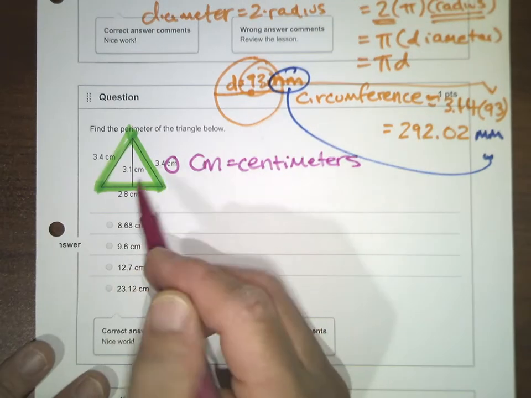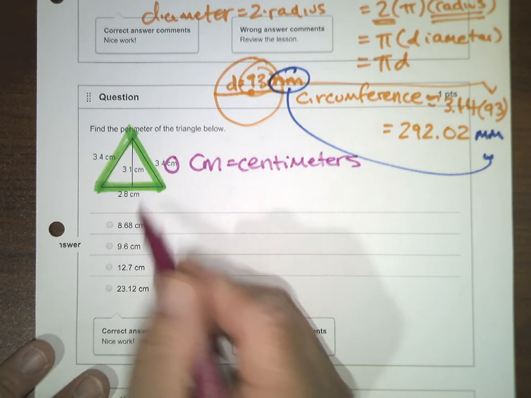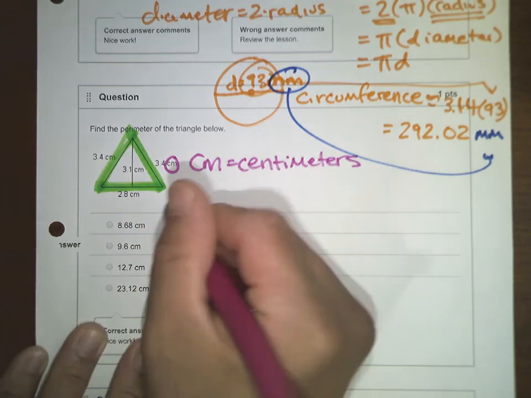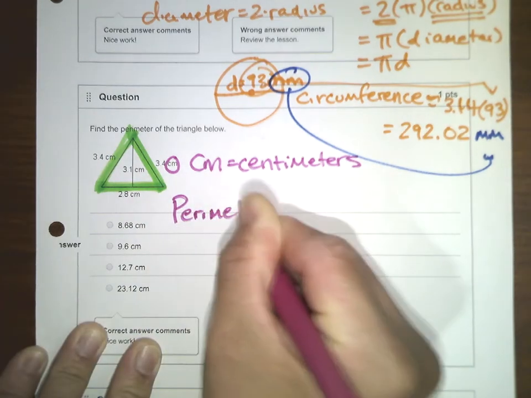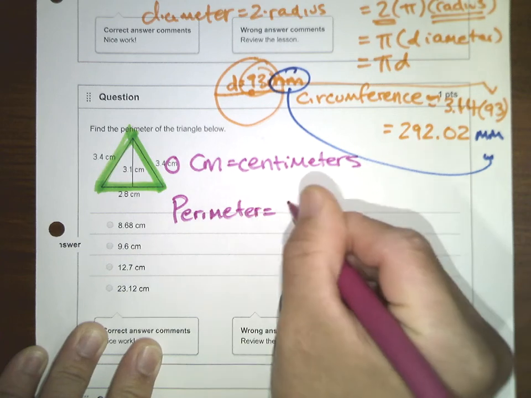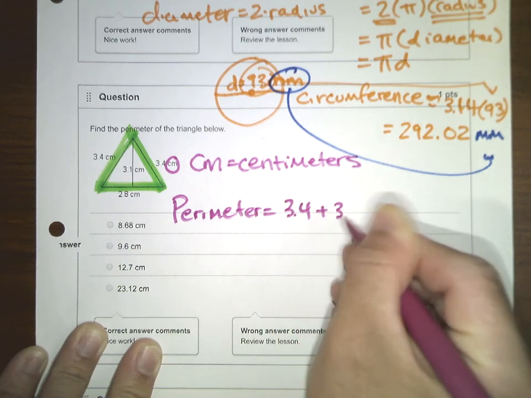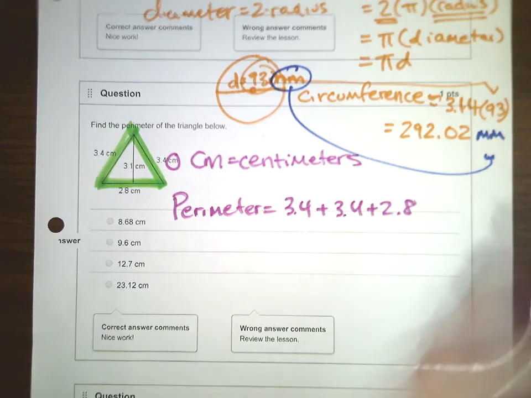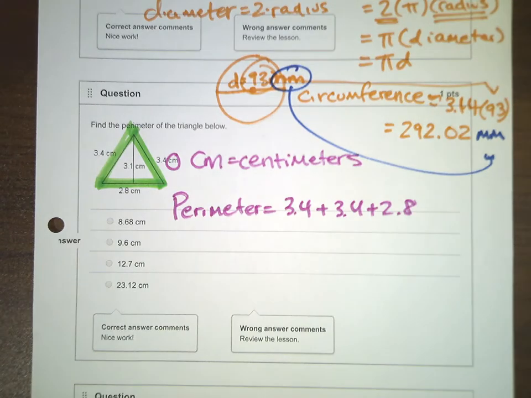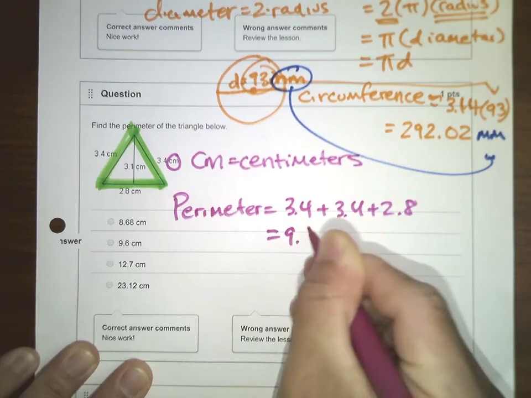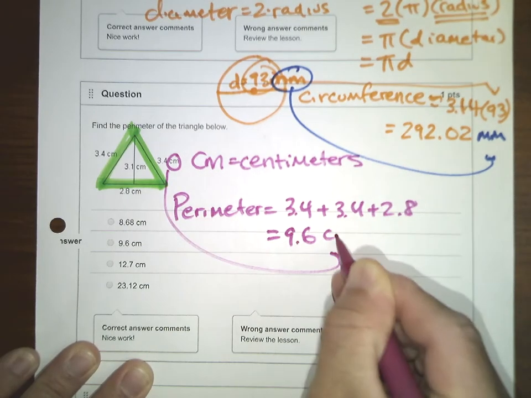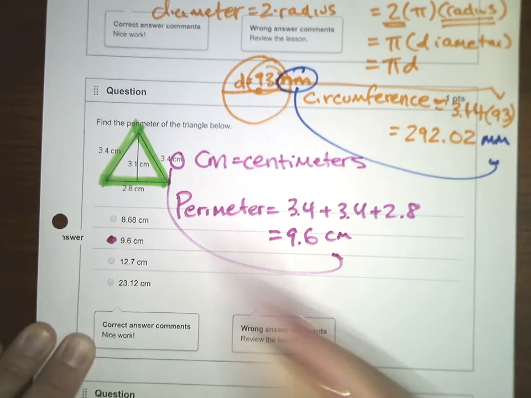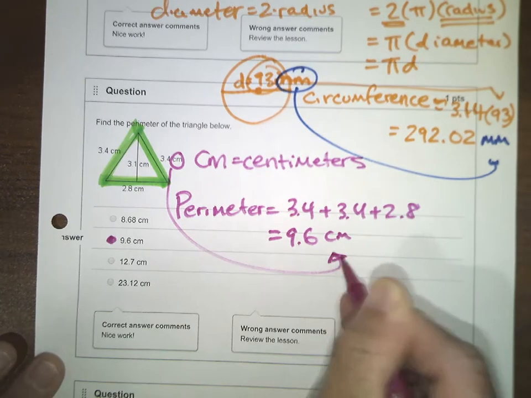All right. So here we go. Remember, again, don't get tricked by the fact that they gave you the height or the altitude of the triangle, but the perimeter is just the distance around the triangle. So 3.4 plus 3.4 plus 2.8 is going to be 9.6. And the original units were in centimeters, so we have 9.6 centimeters. What a time to be alive.